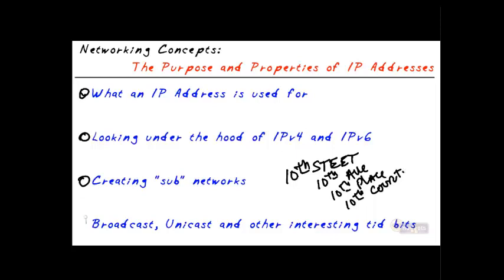And then we'll finalize this nugget by taking a look at some odds and ends. Broadcast addresses versus unicast. We'll also take a look at multicast, automatic private IP address assignment, and some characteristics of the MAC address as well. I'm super excited to jump in, so let's go.